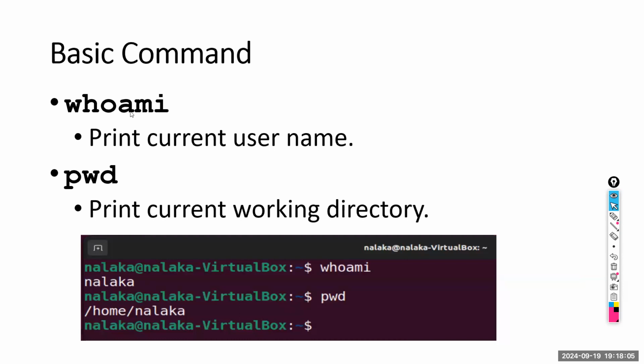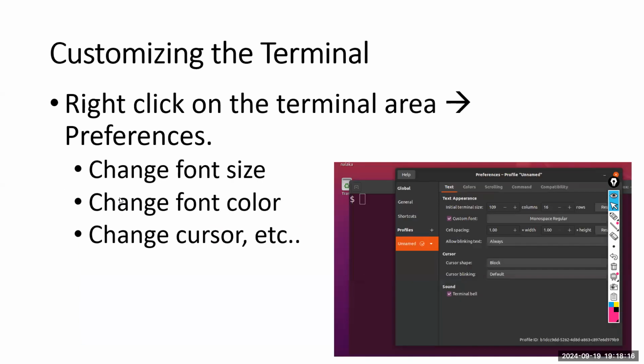Right. So I already explained to you the whoami command and pwd command. And also you must be able to freely move from one place to the other. Go to root, go to your user home. Okay. And also if you want, you can customize your command line to make it a different color, different font size, and so on. All these are available. Okay. Right click in the terminal area and go for preferences.